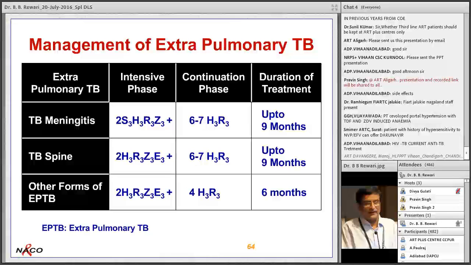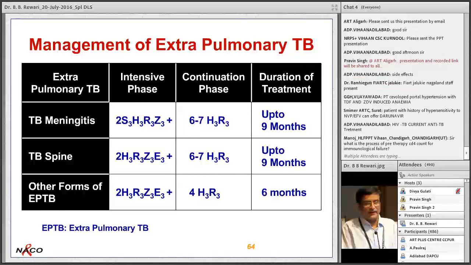Also, there was a change. In TB meningitis, we were using streptomycin instead of ethambutol. You don't see ethambutol here. So I would like you to type why we were not using ethambutol in such cases, why we had changed to streptomycin, while for TB spine and other forms of EPTB we are using ethambutol. Why has it been changed to streptomycin? I would like somebody to type it during the course of discussion.